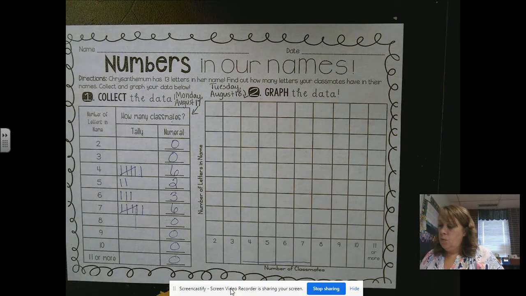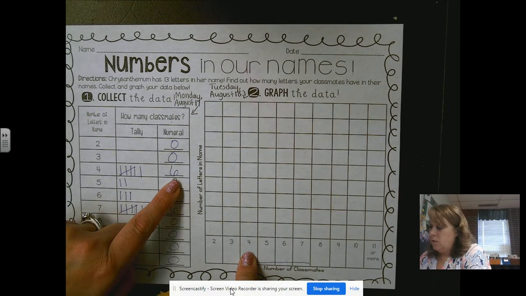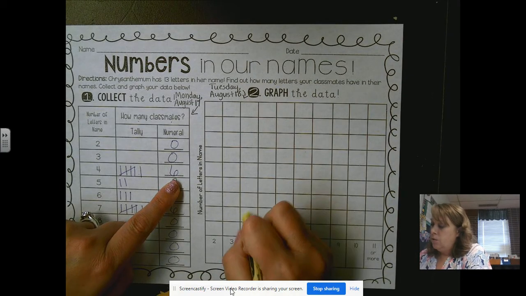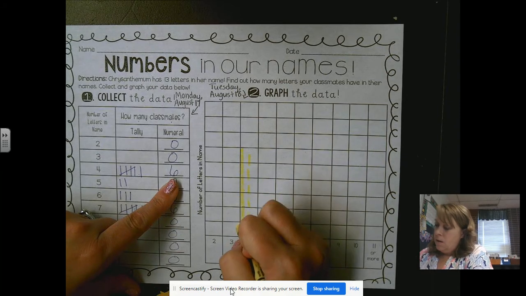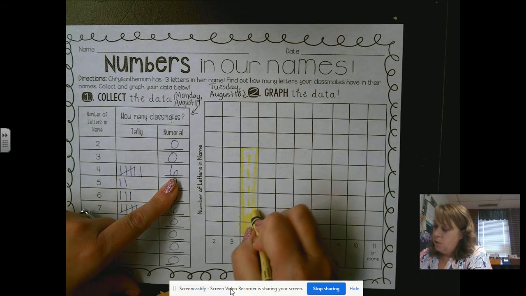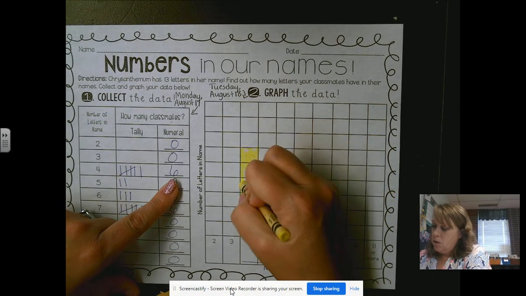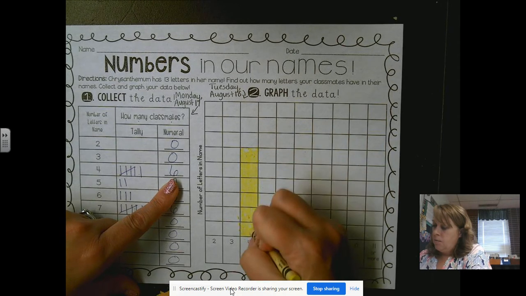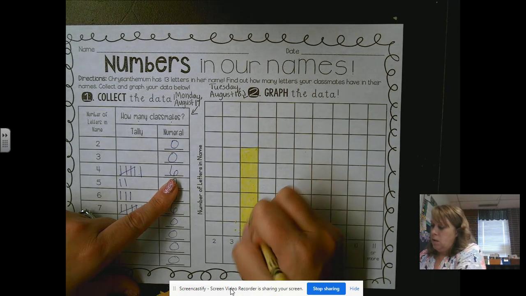Okay, so I'm going to go to 4 first, and we have 6 people with 4 letters. So I'm going to count up 1, 2, 3, 4, 5, 6. And then I'm going to color that bar in. And if you didn't use a crayon when you did yours, that's okay. If you want to go back and color yours with a crayon, that's fine too. I'm just coloring it now because it makes it quicker and easier for you to see.